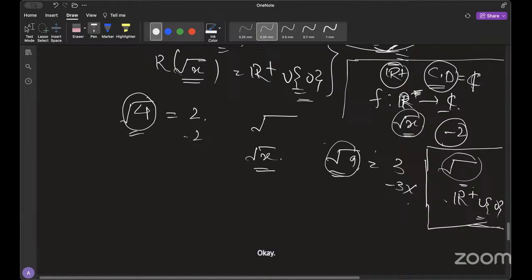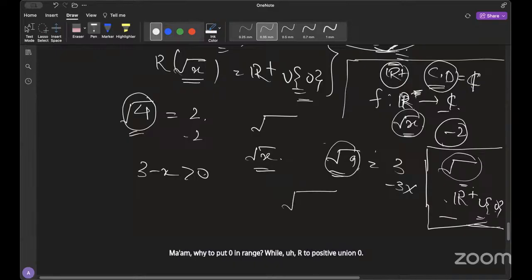Okay, ma'am. Yes, ma'am. Range part's clear, right? And about the domain part, you would want this thing to be greater than or equal to 0. Ma'am, why put 0 in the range, R positive union 0? Because R plus does not include 0, and you can have 0 here. If you put x equals 3, you'll get 0. If you put a 3 here, you'll get 0. So that means 0 is in the range of the function. That's why it should be included here.